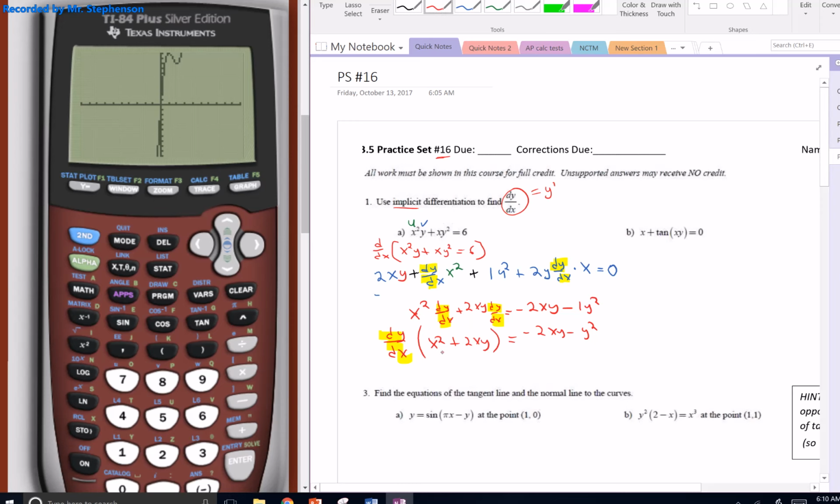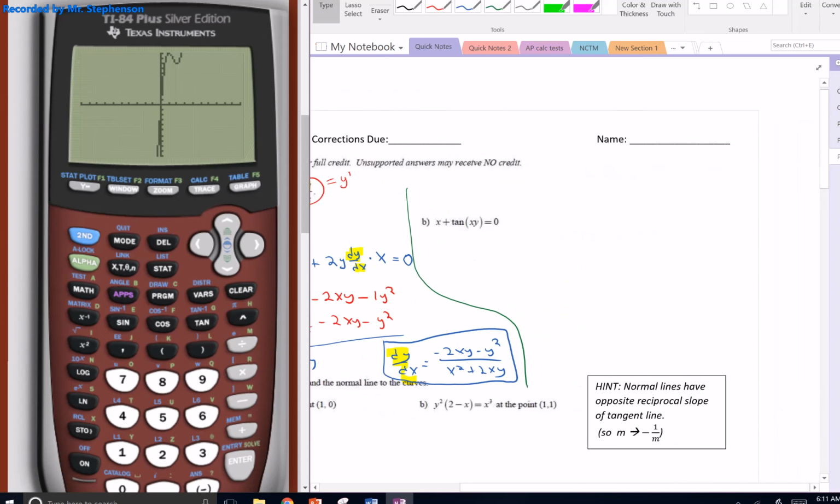The reason we do this is now I can divide both sides, everything, by x squared plus 2xy. And that will give us dy/dx equals negative 2xy minus y squared over x squared plus 2xy. And I have successfully found dy/dx. That's what it asked if it said find dy/dx. There's dy/dx, it's this guy. Alright, so that was that one.